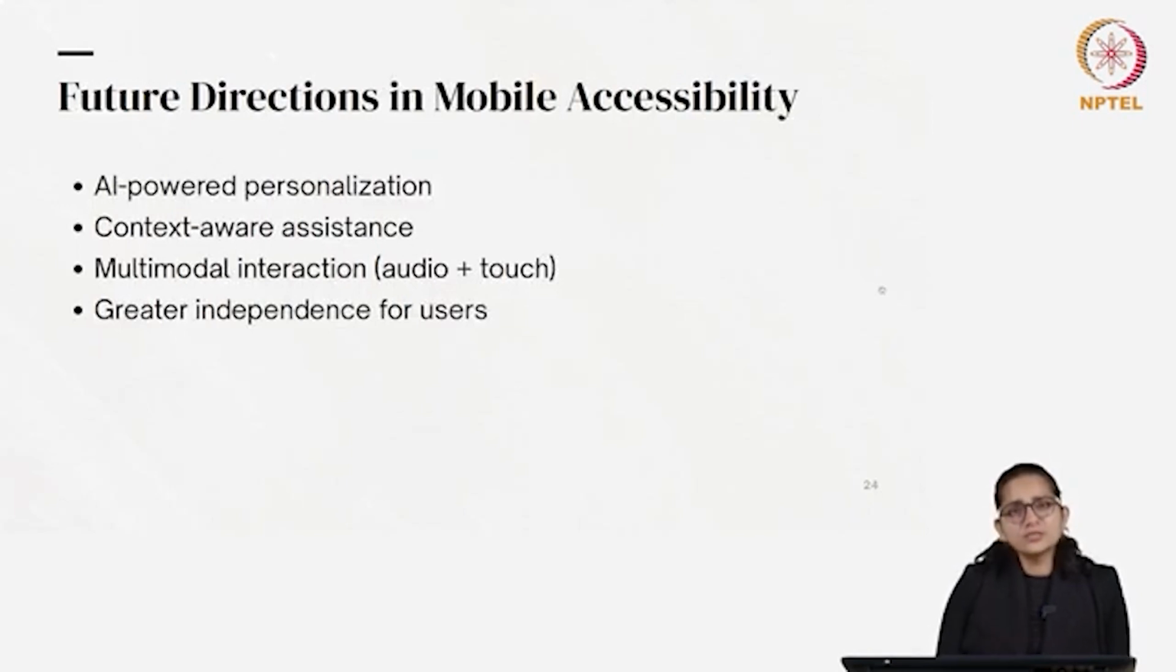Some of the future directions possible in mobile accessibility are, of course, AI enabled personalization and context aware assistance. Multimodal interaction we are anyways doing in mobile accessibility. All of these aspects can allow for greater independence for users of varying needs.